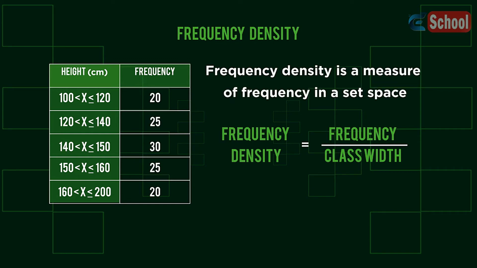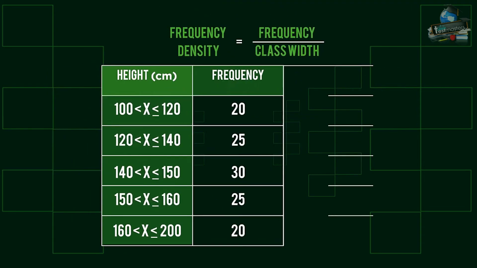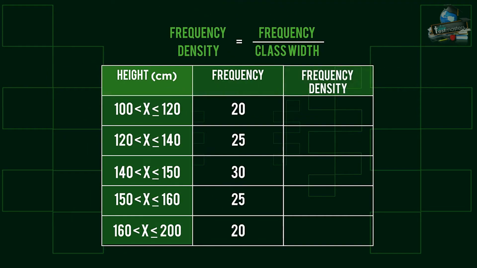This allows us to solve the problem with unfair comparisons, as all values plotted will have their group size accounted for. We start by adding an additional column titled frequency density. We then divide each frequency value by its corresponding class width to find the frequency density. Pause the video and see if you can work out the frequency density for these values.